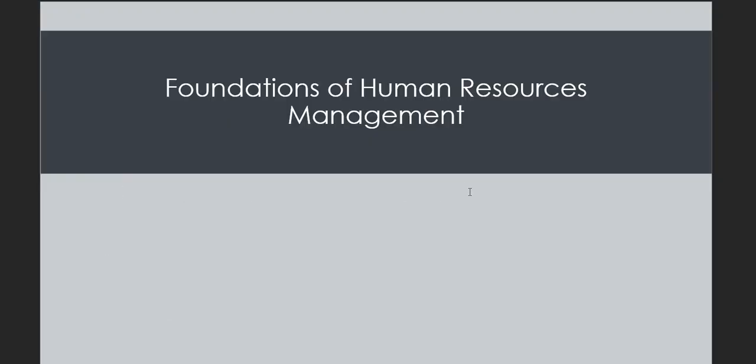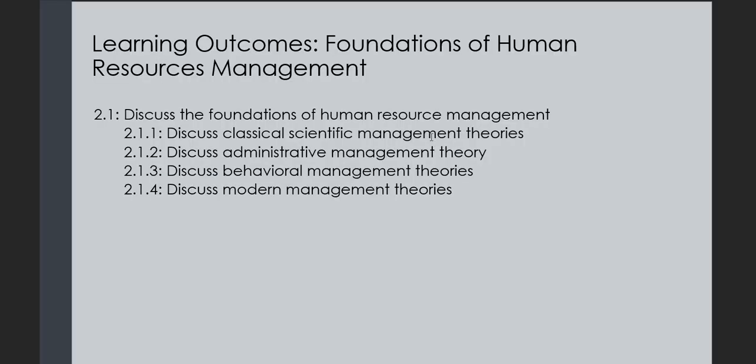So let's tackle the foundations of human resource management. To understand where HR is today, we need to understand where it came from. Management theory has evolved significantly over time, and each era has contributed something valuable to how we think about managing people. We'll explore four major theoretical perspectives: the classical scientific management theories, administrative management theory, behavioral management theories, and modern management theories. Each of these approaches offers insights that still influence HR practices today. So let's start off with scientific management.